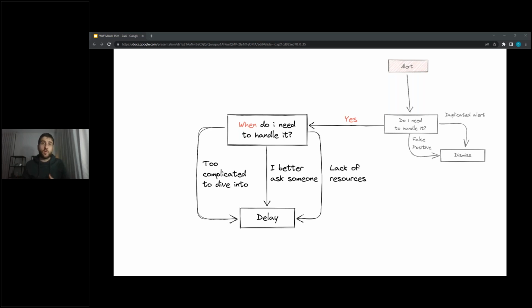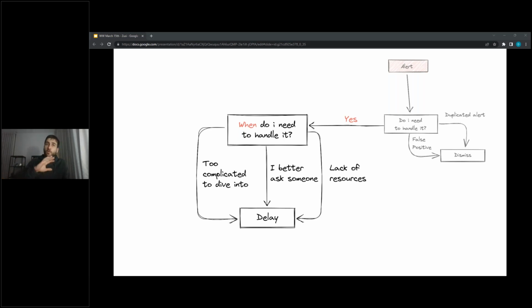Maybe I just need to go and ask someone, like, should I really do it? Am I allowed to access this part of the environment? Is it under my responsibility? And maybe I just don't have the resources to deal with it right now. Maybe I have something more burning that I have to address right now. So every one of those reasons and more could cause delays.